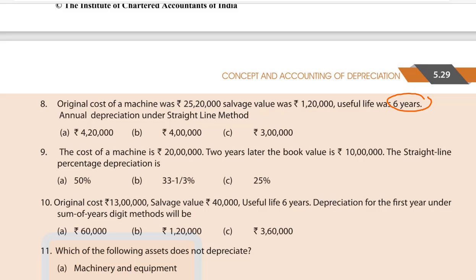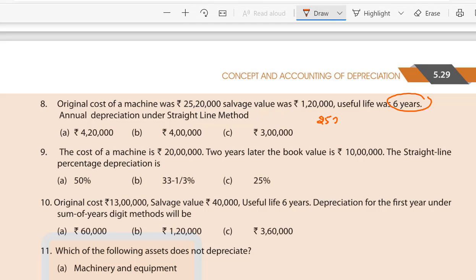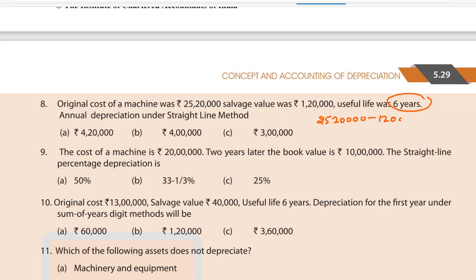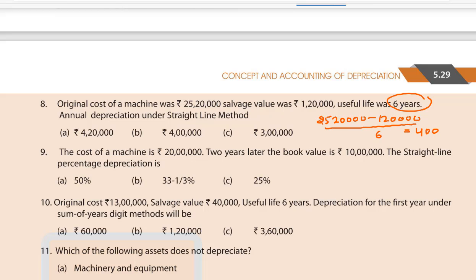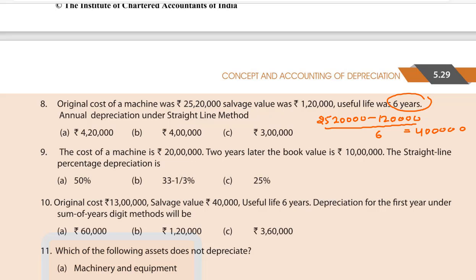It is 4 lakhs. Cost 25 lakh 20,000, minus residual value, salvage value 1,20,000, divided by 6 equals 4 lakh. So the answer is B. Question 8B.